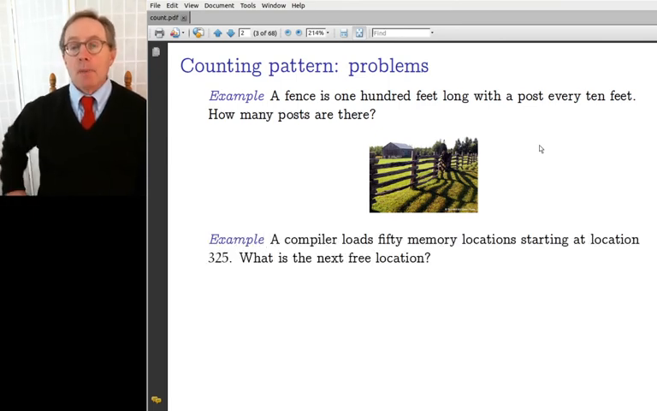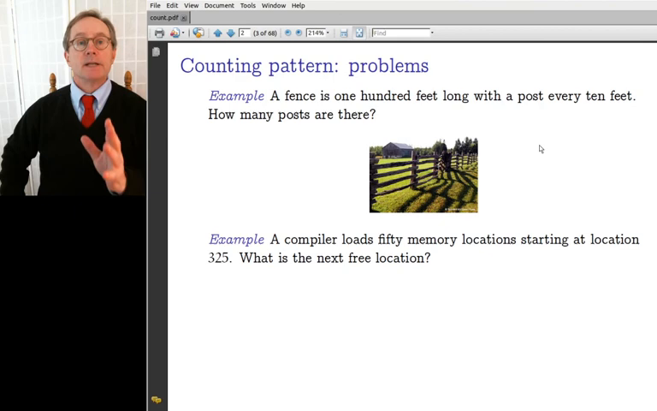Another example, compiler loads 50 memory locations starting at location 325. What's the next free location? And again, very easy to make a mistake. I'm not saying what the answer is for the moment. I'm only saying that reading that, you have to say to yourself, this is just like the fence post problem. I got to make myself think of what is the right answer, so I don't make an off by one error.